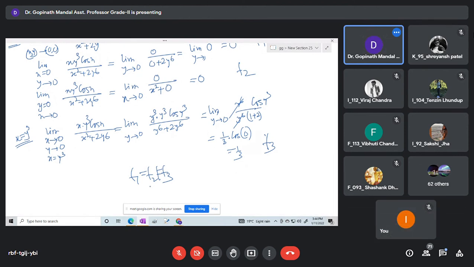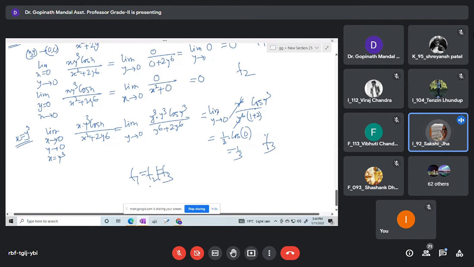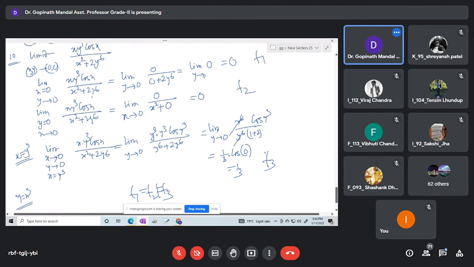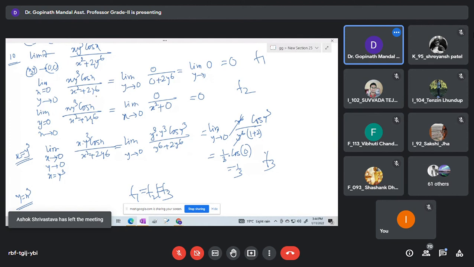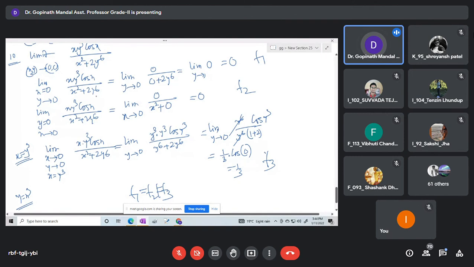Okay. So can't we use here y equal to x cube? Sir, can we write that? Actually, we have to approach in such a way that the order of the numerator and denominator polynomial be the same, such that here y to the power 6 and y to the power 6 cancel. Okay, sir. Got it.